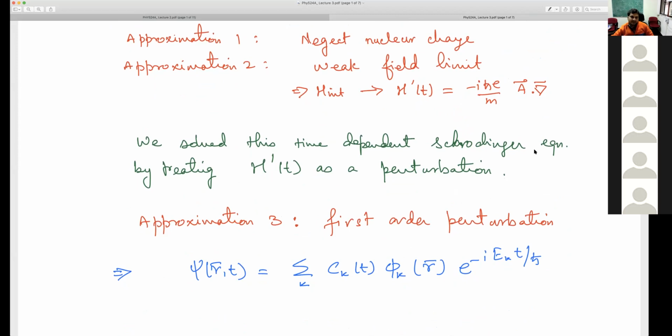And we solve this time dependent Schrodinger equation by treating. Sir, in the first approximation, you have told neglect nuclear charge. Where are we doing that part, means neglecting the charge? Oh, because I did not write the P square by 2m term of the nucleus, right?